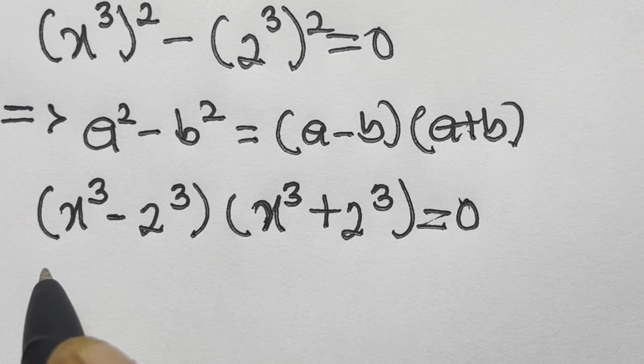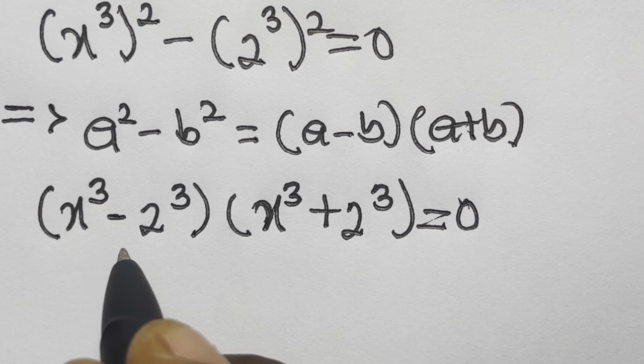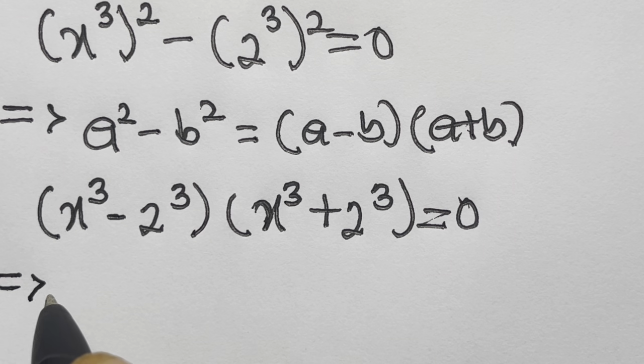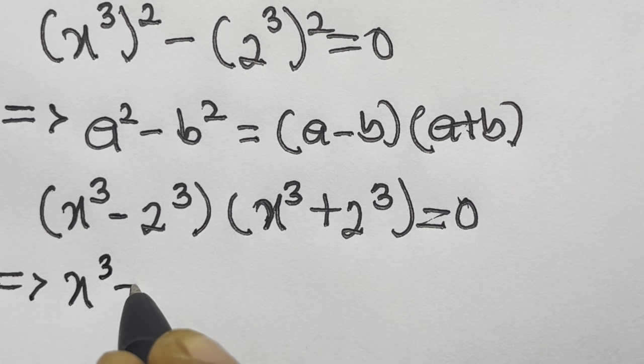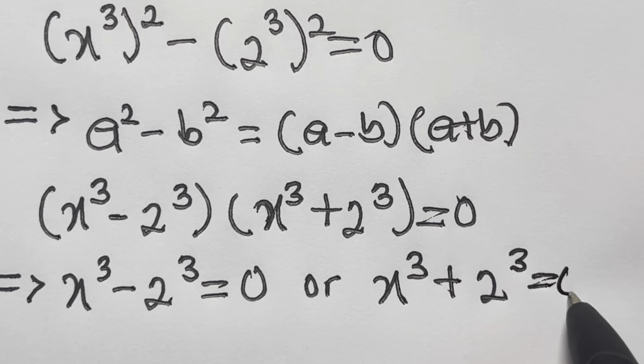But before that, we have to express this. So we have x raised to the power 3 minus 2 raised to the power 3 equals 0, or x raised to the power 3 plus 2 raised to the power 3 equals 0.